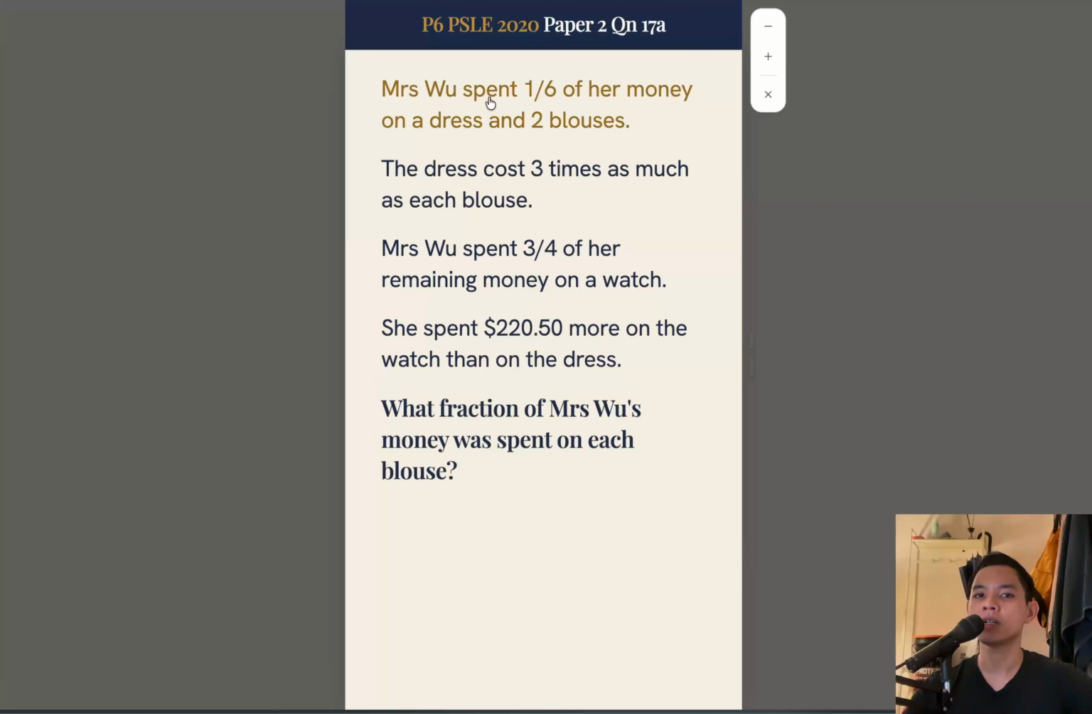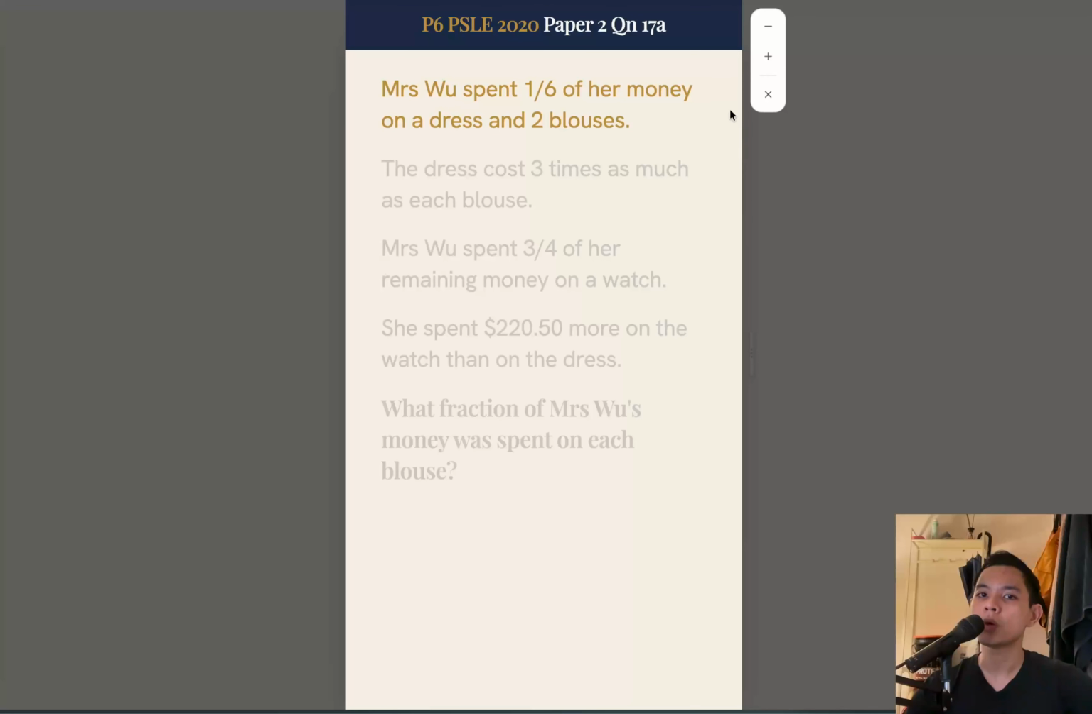Question 17, part A. Mrs. Wu spent 1/6 of her money on a dress and 2 blouses. The dress cost 3 times as much as each blouse. Mrs. Wu spent 3/4 of her remaining money on a watch. She spent $220.50 more on the watch than on the dress. What fraction of Mrs. Wu's money was spent on each blouse?